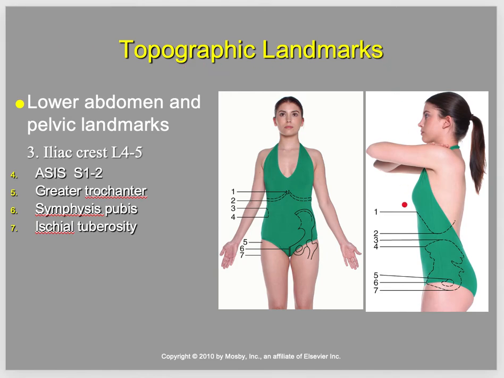So your topographical landmarks, this image is the same image as what started the first chapter. So get familiar with them again. Lower abdomen and pelvic landmarks, so your iliac crest is at L4 and L5. ASIS is S1 and S2. So 5 is your greater trochanter. So the greater trochanter is like right at the pubic symphysis. 6 is the pubic symphysis, and then 7 is the ischial tuberosity, which is just underneath that pubic symphysis. So the ischial tuberosity right there.